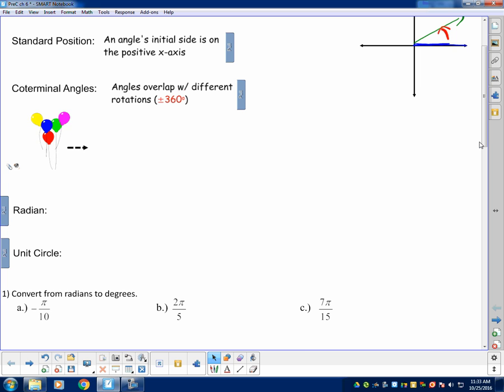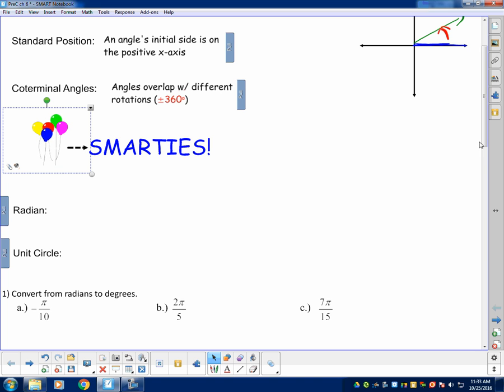So, based on our Smarty activity from yesterday, do you remember the definition for a radian? What is a radian? Yeah, it's the radius. It's the distance of the radius along the curve of the circle, right?